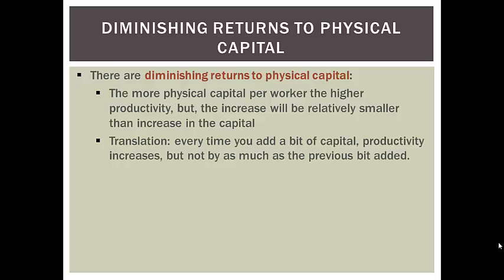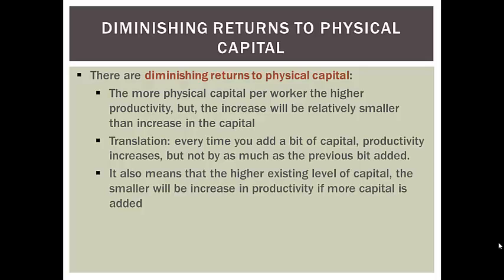But think about what will happen if you add a second calculator. Are you going to be more productive? Probably. Let's say one calculator you use for simple calculation, another calculator you use to remember some numbers or something like that. You are more productive. But that first calculator added much more productivity to you than that second calculator did. So that's what diminishing returns to physical capital tells us.